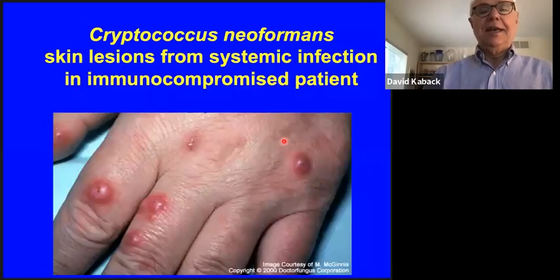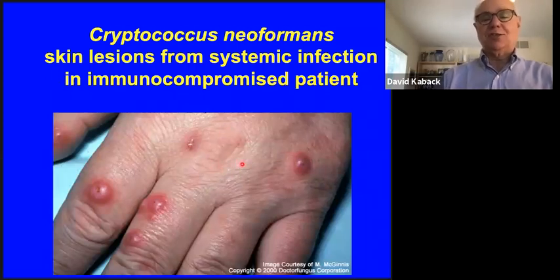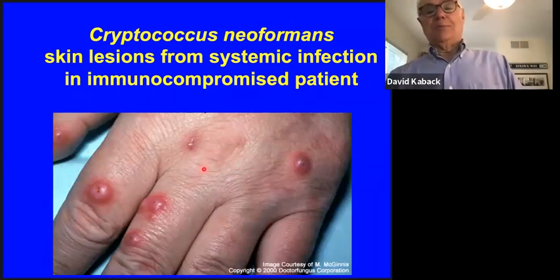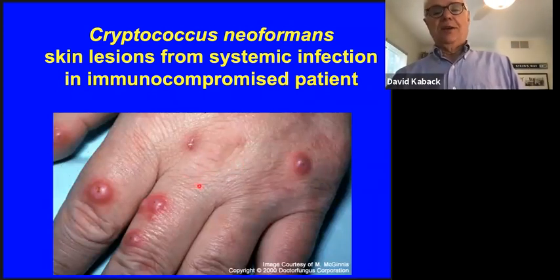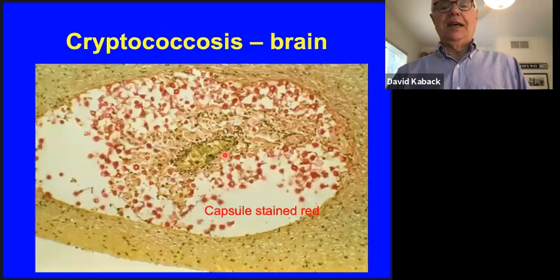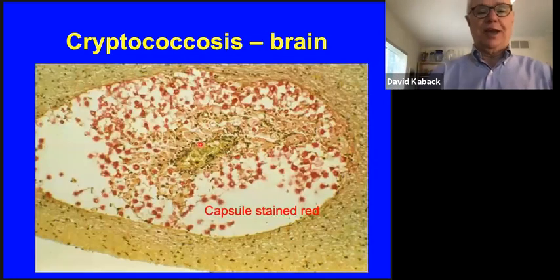Okay, it can produce skin lesions, shown here. And again, systemic infections are only found in immunocompromised patients. Okay, and occasionally it can go into the brain, shown here, and you can see the yeast cells, these black guys here.